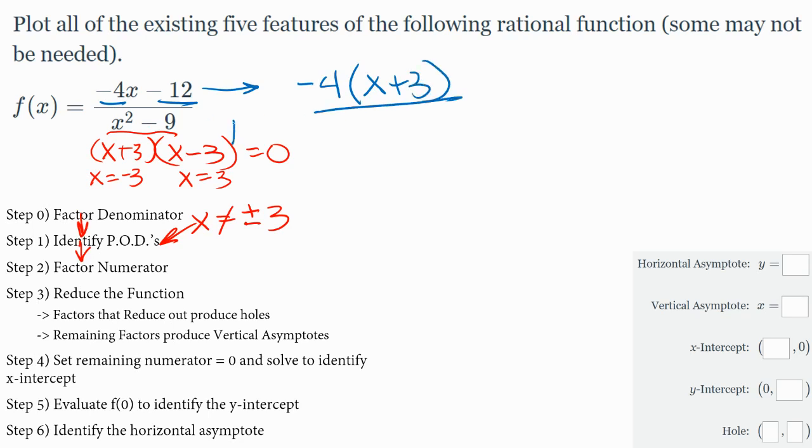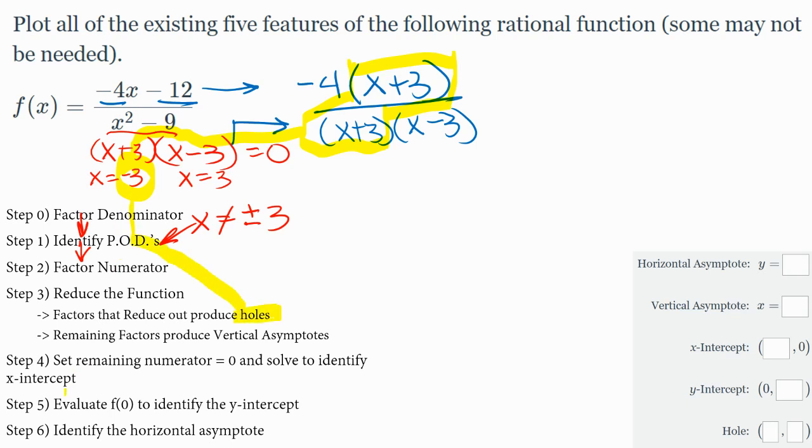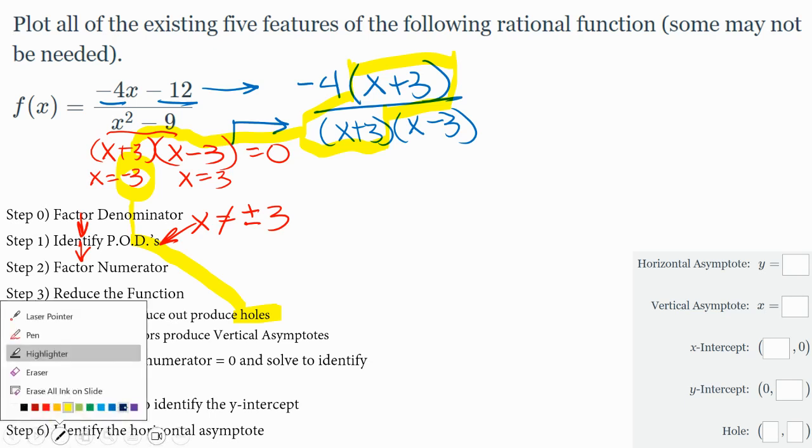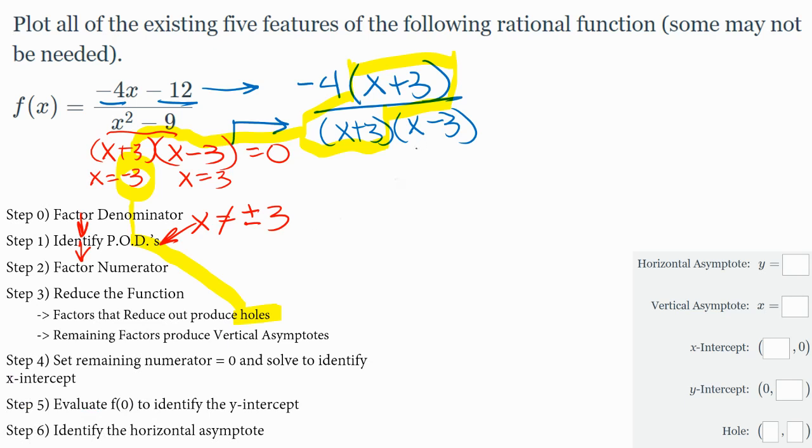And when I put that over my factored denominator of x plus 3 times x minus 3, I can reduce out the x plus 3, which means this x plus 3 produced the point of discontinuity of -3, which means that -3 is a hole. And so we're very specific of which x came from which factor so that we know which one produced the hole. And this x minus 3 produced this x equals 3 point of discontinuity. So immediately that one is a vertical asymptote.